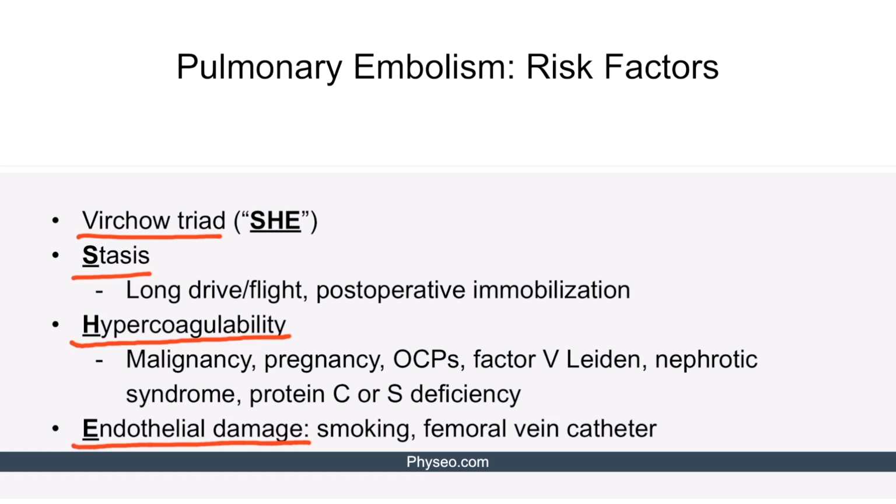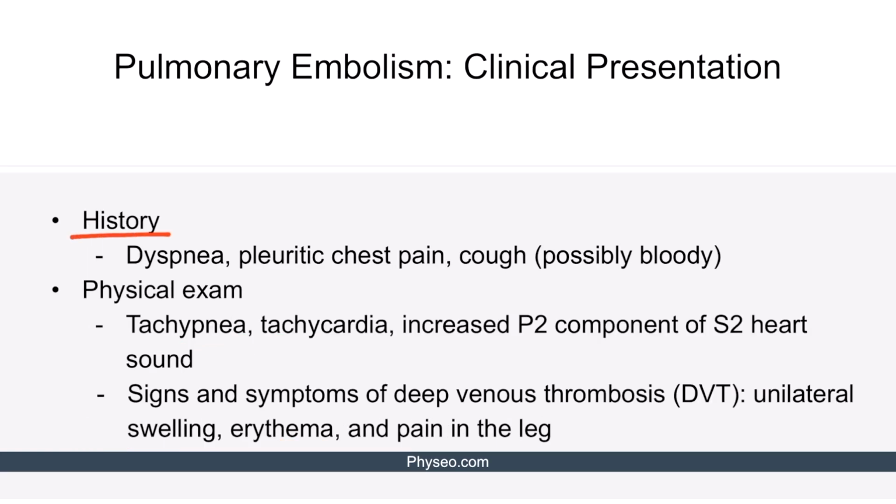Examples of endothelial damage include smoking and femoral vein catheter insertion. A catheter can accidentally damage the endothelium, promoting thrombus formation. Patients with pulmonary embolism commonly present with dyspnea, pleuritic chest pain, and cough that might be bloody. Blood in the cough can be explained by pulmonary infarction.